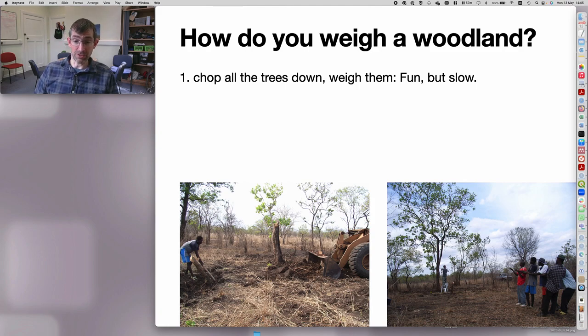It's also very destructive. So people have developed alternatives to just chopping all the trees down and weighing them. And one of them, a high-tech one, is to use some kind of laser scanning. It could be from the ground, it could be from the air, to get the volume of all the trees. And then you go from volume to mass if you know the wood density. That's extremely complicated and high-tech. And it takes a lot of effort to get the laser scanners into the field. So we're not going to talk further about that.